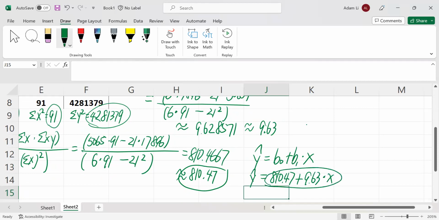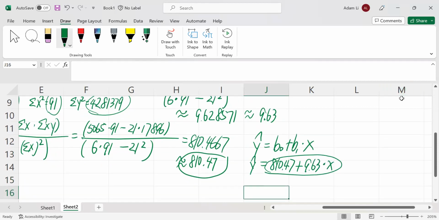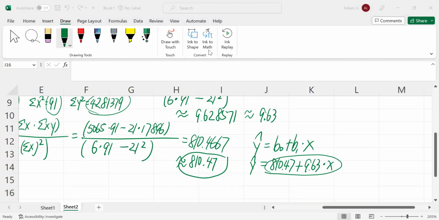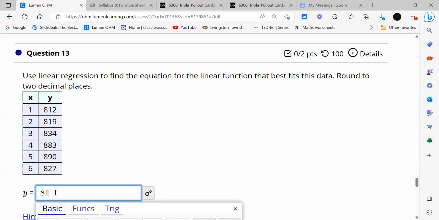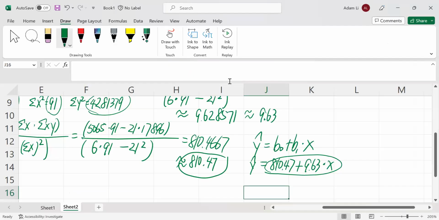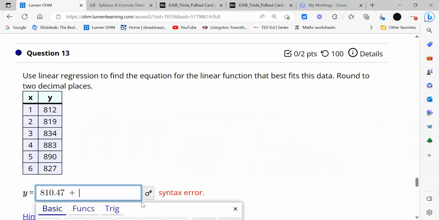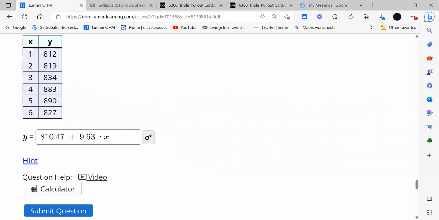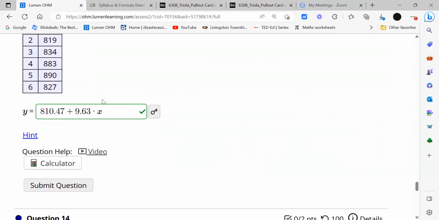That's all we need, right? That's all we need. We're going to put that into the answer box. So 810.47, adding 9.63 times x. Right, that will do it. And then check it. Now it's perfect.